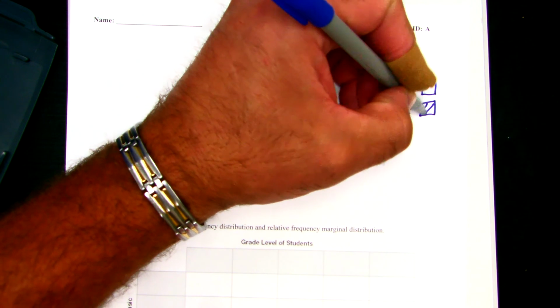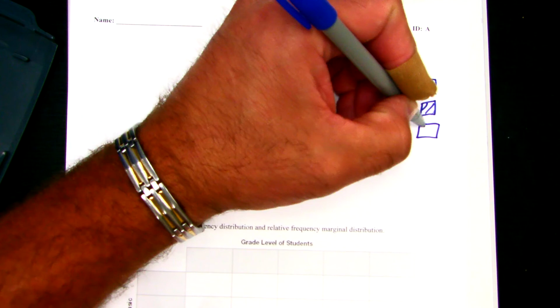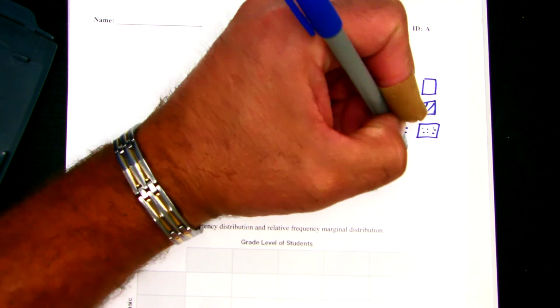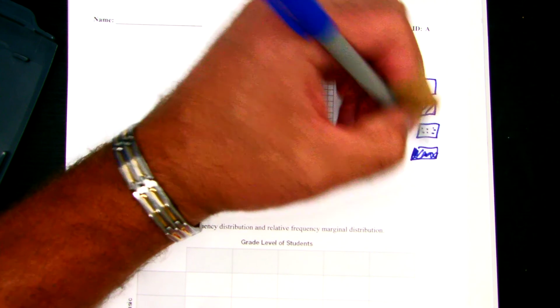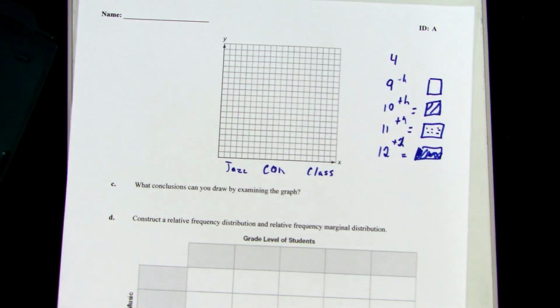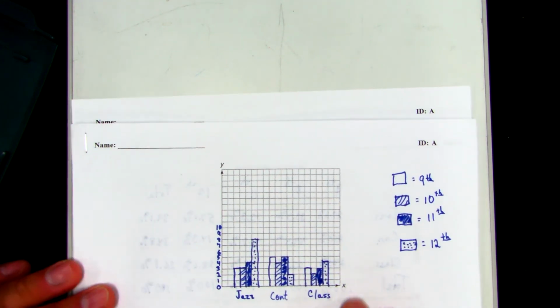You could have done that clear for 9th. You could put stripes in for 10th. For 11th, you could have done dots. And for 12th, you could have shaded. Everybody's would have looked a little bit different because nobody had to use the same things. But when you graph it, it should have looked something like that. And then it asks you the next one. It says, what conclusion can you draw from this?